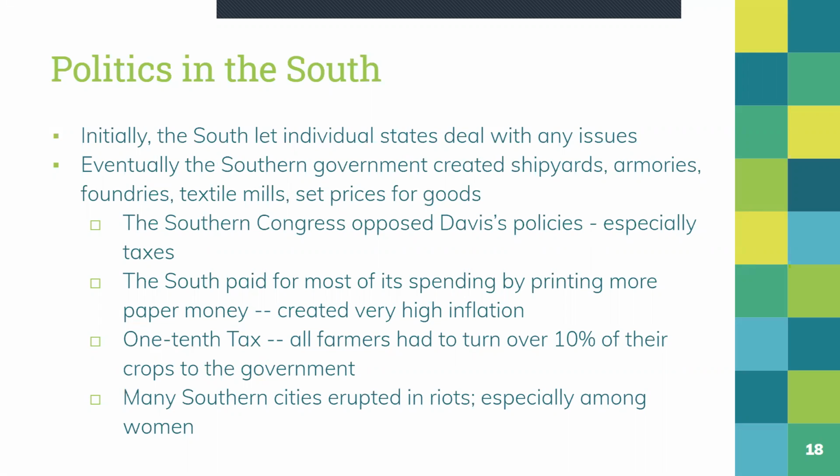And as time goes on, the South needs to find a way to pay for all this stuff that they're spending, and so they decide to print paper money. That's how they pay for most of the stuff in the war, and this created very high inflation.